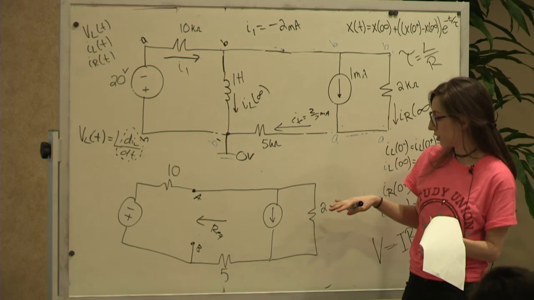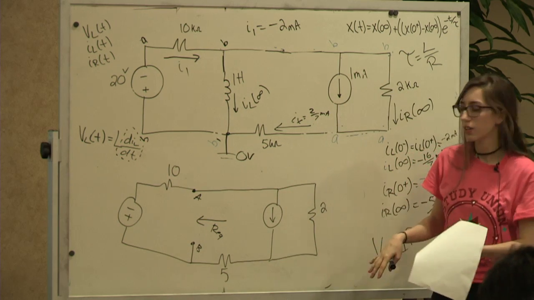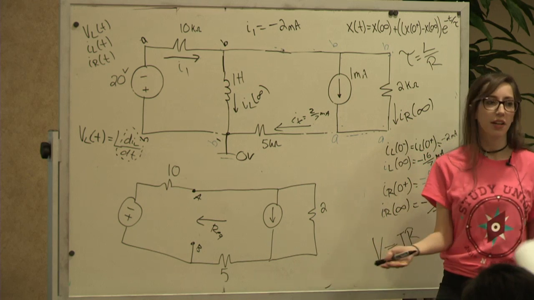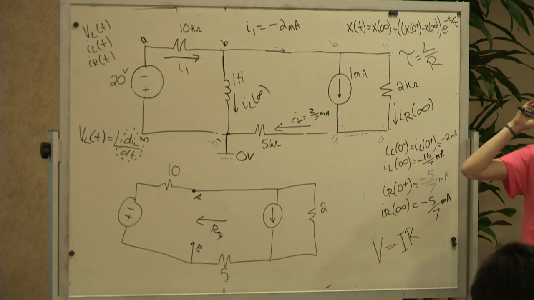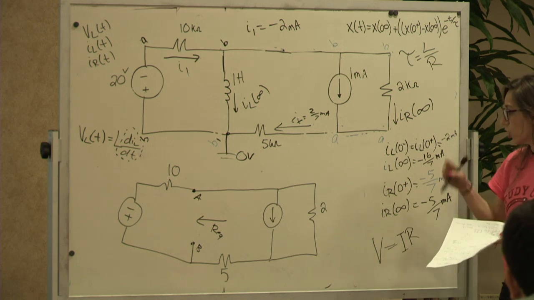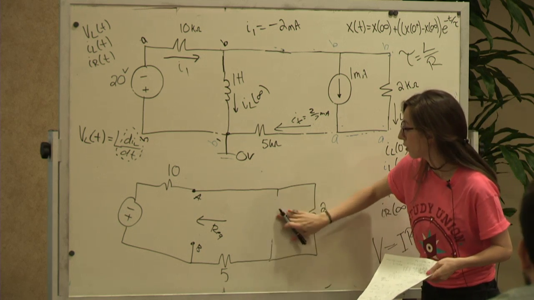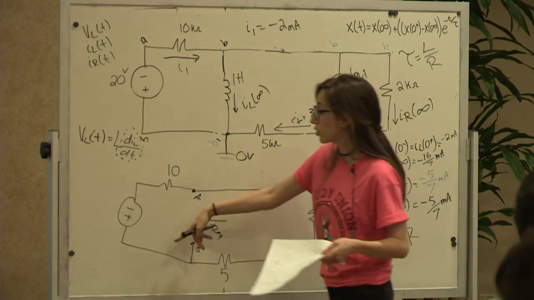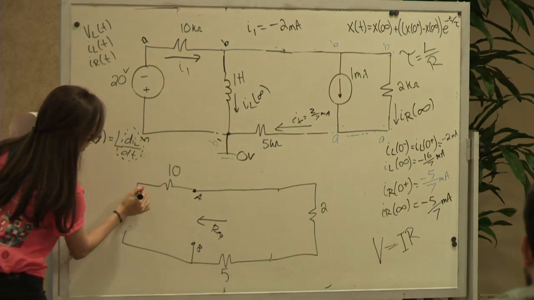So right now, you can't really combine the resistors because there's sources in the way. So what method can I use? Starts with a D. Deactivation source. So you turn off a current, there's no current in an open, so it becomes an open. You turn off a voltage source, there's no voltage across a short, so it's shorted out.